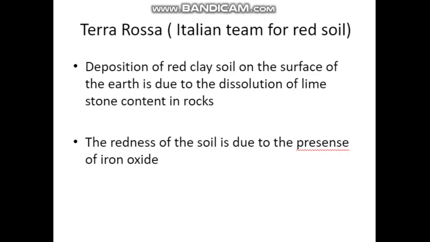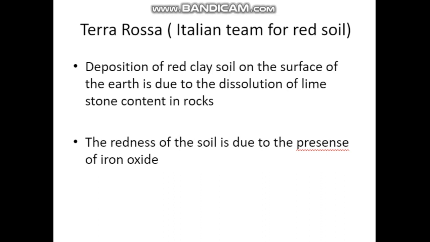In some areas we can see the soil in different colors. In some areas it is red in color, some white, black, etc. So why is this soil red in color? Due to the limestone, more lime contents are there. Because of that only the soil is red in color.